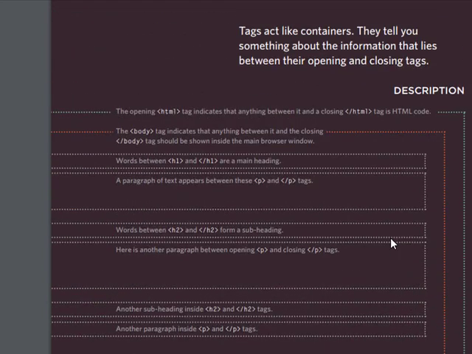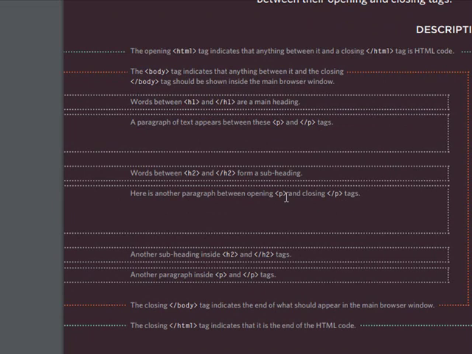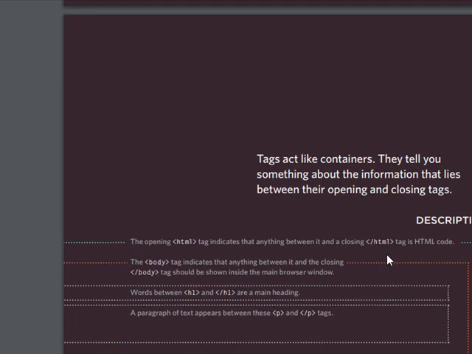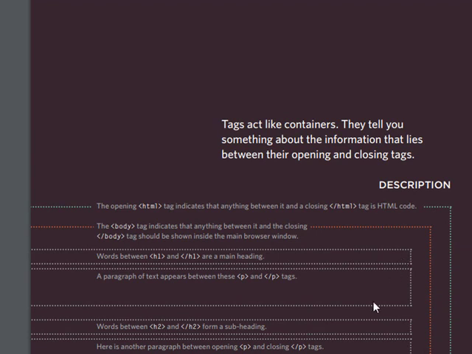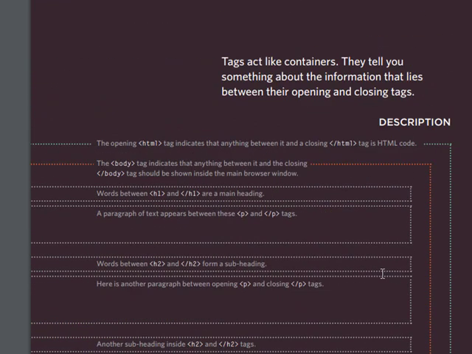As you can see up here, let's see, do they have a paragraph? Yeah, that would be like it right there. All right, P, text in between, and a closing P. All right, tags act like containers, okay? They tell you something about the information that lies between their opening and closing tags. All right, that's all it is. It's like a little sticky note on something.